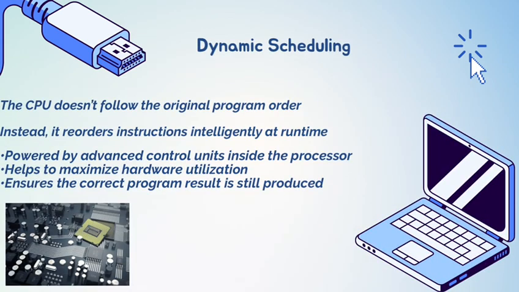The second solution is dynamic scheduling. Instead of executing in program order, it reorders instructions intelligently at runtime. 1. Powered by advanced control units inside the processor. 2. Helps to maximize hardware utilization. 3. Ensures the correct program result is still produced.